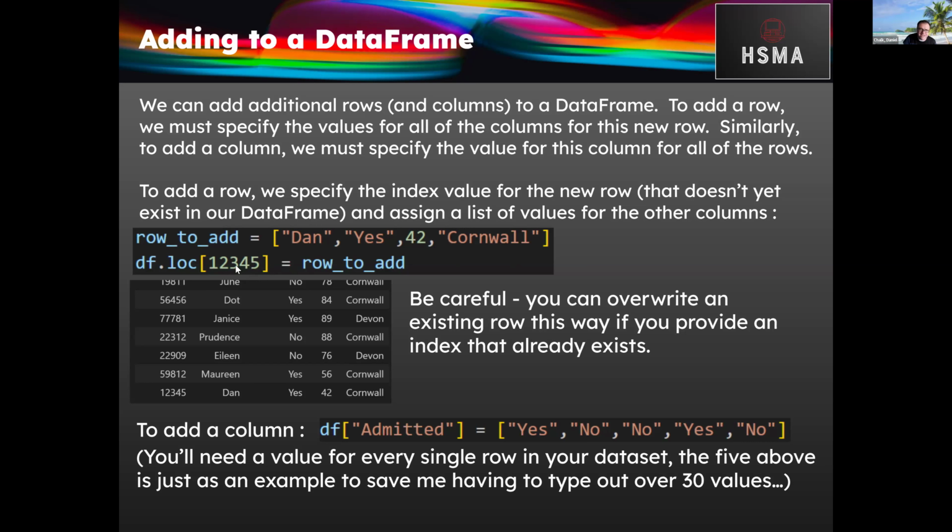So here the index column is one of our columns. If it's a separate pandas index that it added, you'd have to specify patient ID as well in this list. But we just add that as a list. So here I've specified the list of entries for each of the columns. So that'll be the name, whether they've been vaccinated, their age, and the county.